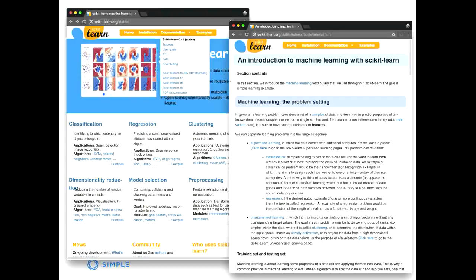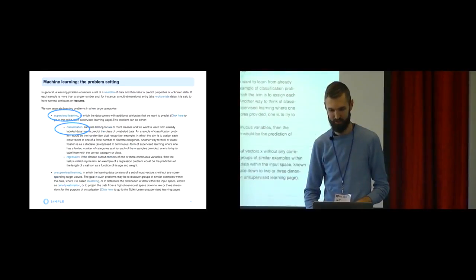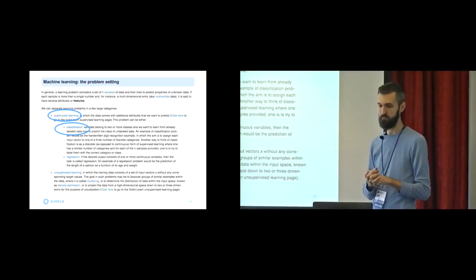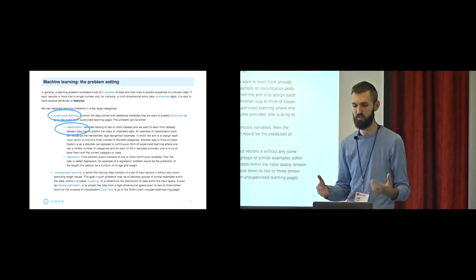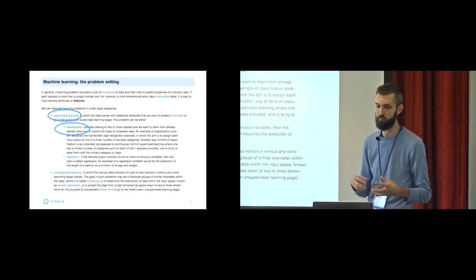So if you go to the front page, you go up to the documentation tab, you'll get to the user guide, and it's actually got this really fantastic first paragraph section about what even is machine learning. So I'm just going to give you a little bit of a highlight here. It says a machine learning problem considers a set of n samples of data and then tries to predict properties of unknown data.